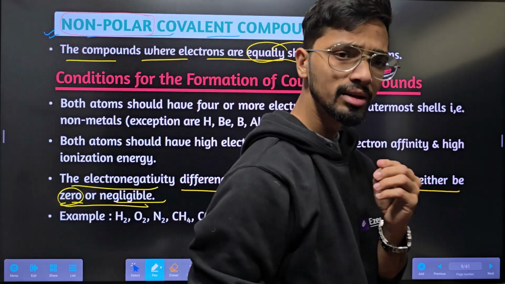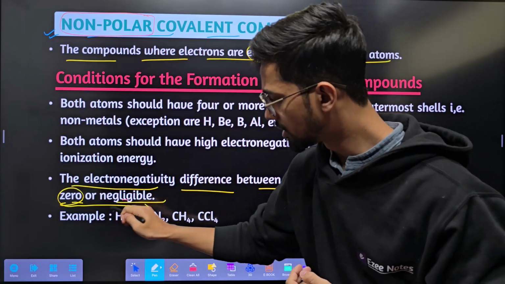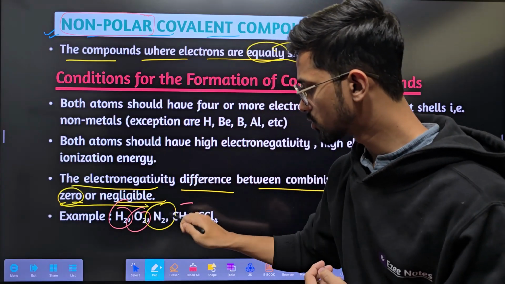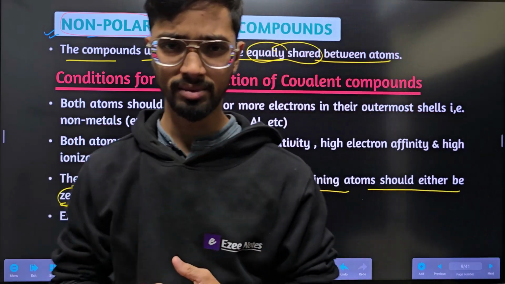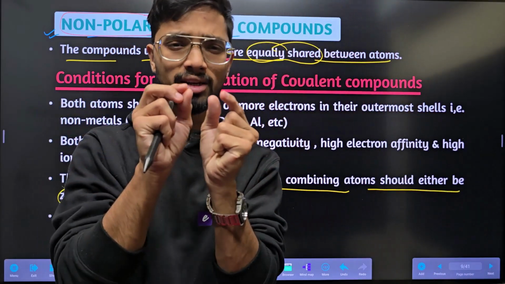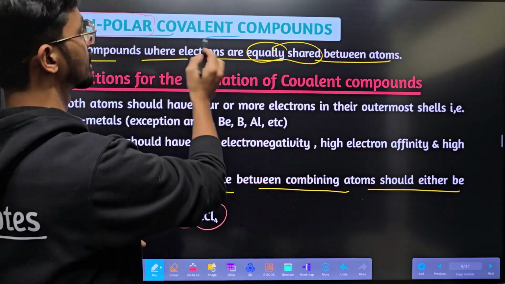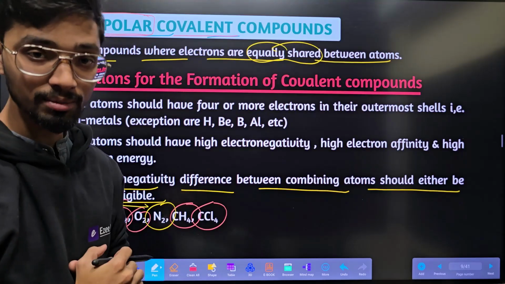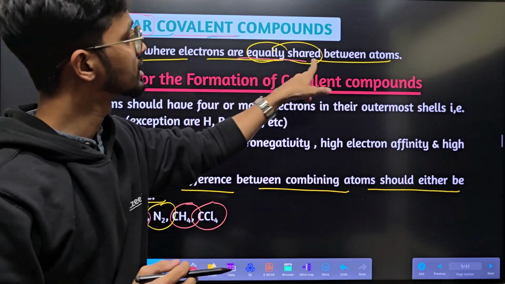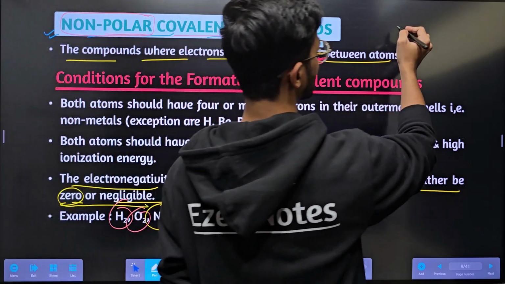It means that it should be almost a similar molecule. See here, H2, O2, N2, CH4, CCl4, almost similar. Electronegativity should be nearby, very small or 0. At that time, we call the compounds non-polar covalent compounds. Equally shared. What do you mean by equally shared? See, two electrons are being shared, right?